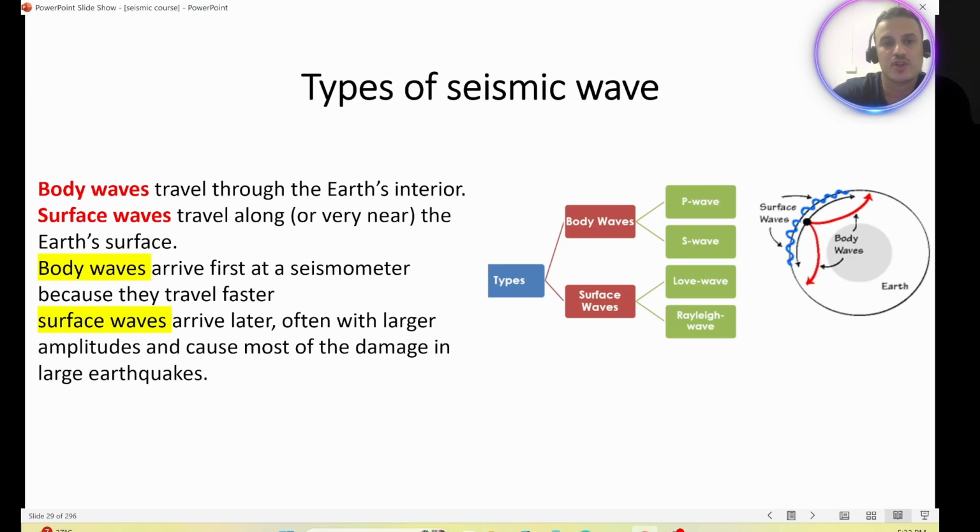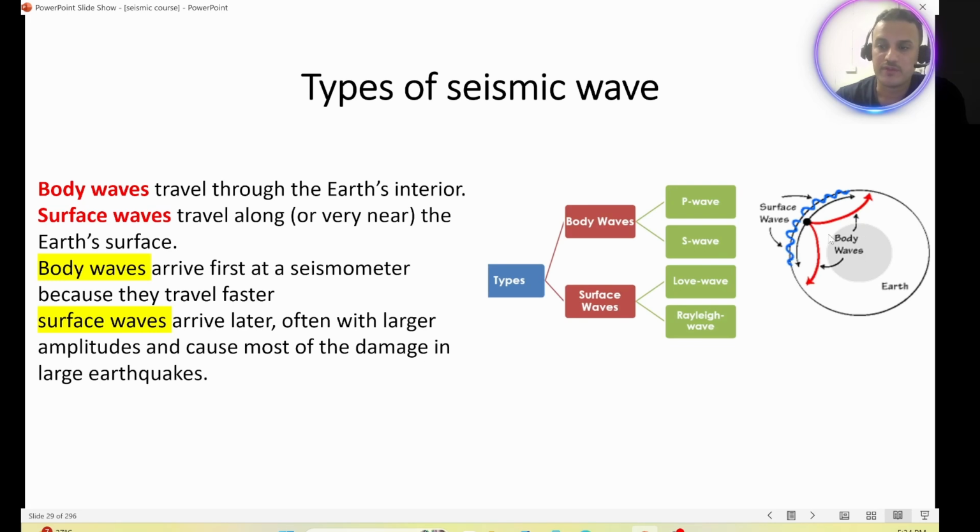So in today's lecture we'll understand the types of seismic waves. We have two types: one is called body wave and the other surface wave. Body waves travel through the earth's interior, deeper, and surface waves travel through or next to the ground surface.